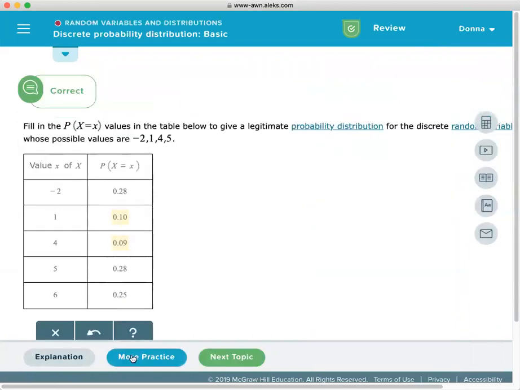So I hope this movie on discrete probability distribution basic is helpful.